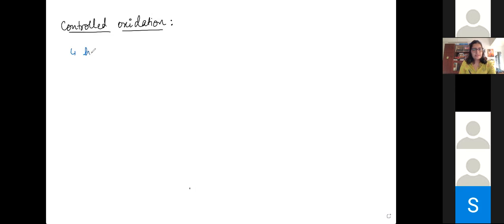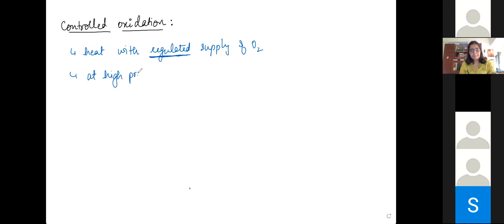So one way of controlled oxidation is, one, you heat it with a regulated supply of oxygen. So you regulate it, you know, how you regulate gas on your burner. That way you control the quantity of oxygen that you're supplying. Second is you do these reactions at extremely high pressure. And three is you use a catalyst, that's another measure of controlling.